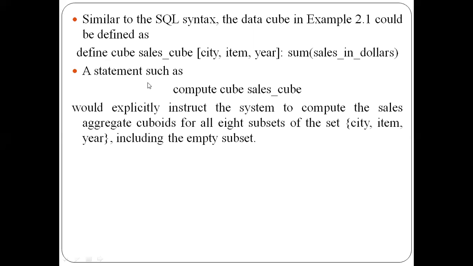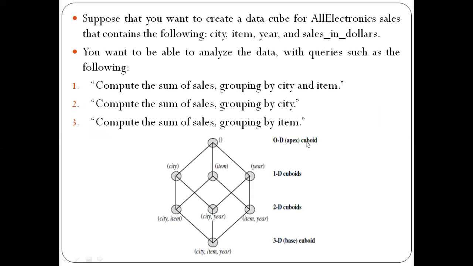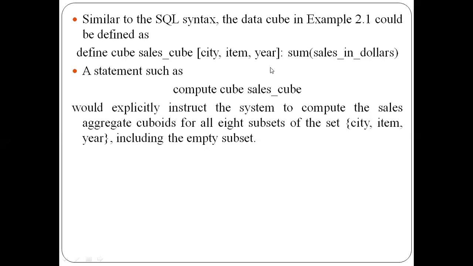Take the data cube which we defined previously. How can we specify the syntax for that? This is the syntax. It is define cube, which is the operator we are using here, and then the name of the cube, which is sales cube. Then which are the dimensions? The 3 dimensions I mentioned, that is city, item, and year, and then put a colon and specify the measure here.